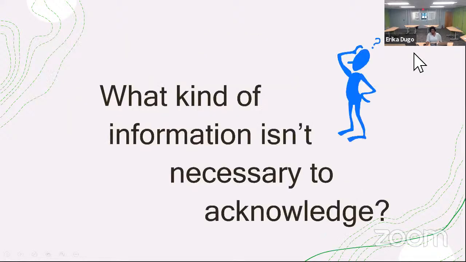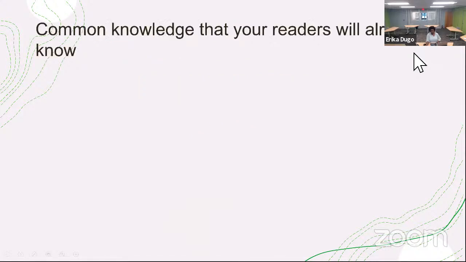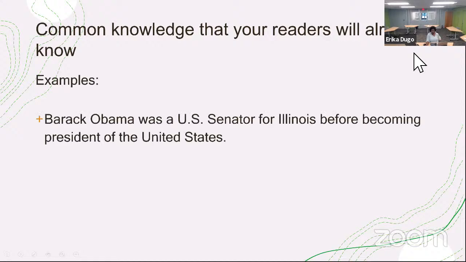So what kind of information isn't necessary for you to acknowledge in your paper? Anything that's common knowledge, okay? Something that your readers will already know. For example, that Barack Obama was a US Senator for Illinois before he became President of the United States, or that insider trading is illegal. Both of these things are common knowledge that anyone would already know.